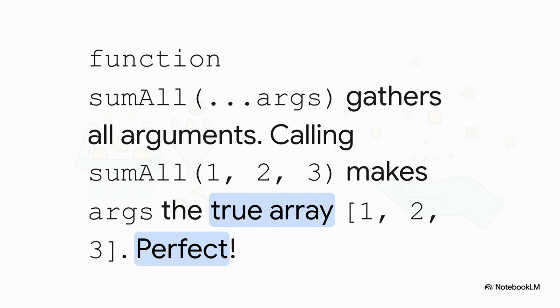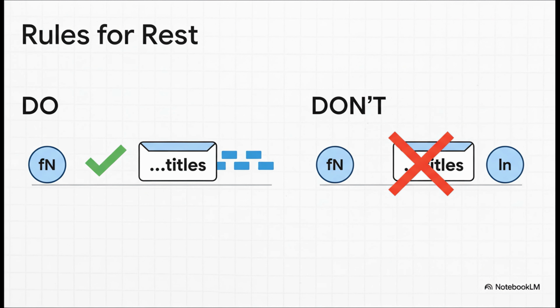So clean. Now there's one really big rule you gotta remember. You can totally have regular named parameters first, like firstName and lastName. But the rest parameter, the one with the 3 dots, it has to be the very last one, no exceptions. Think of it as the one that sweeps up everything else that's left over.